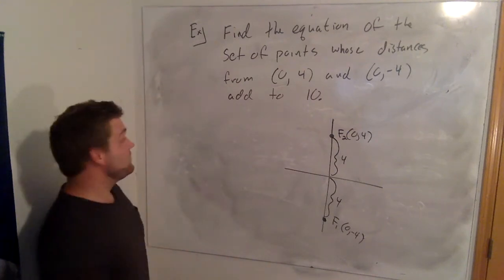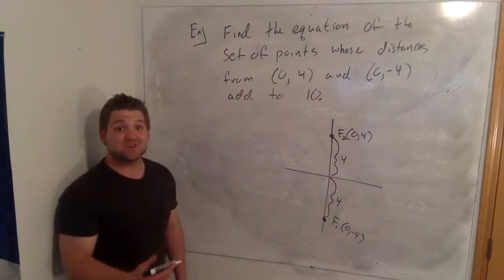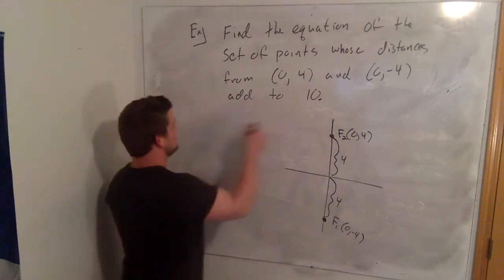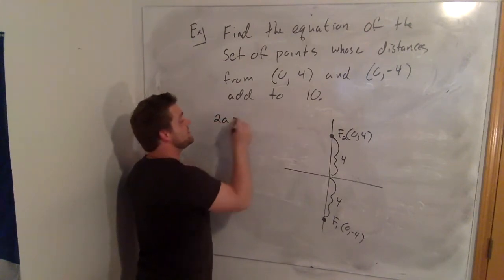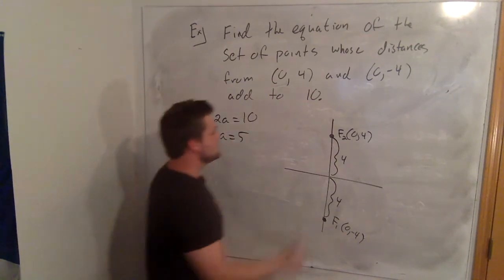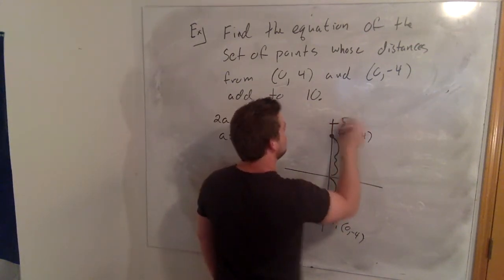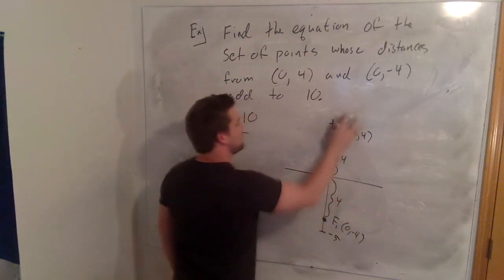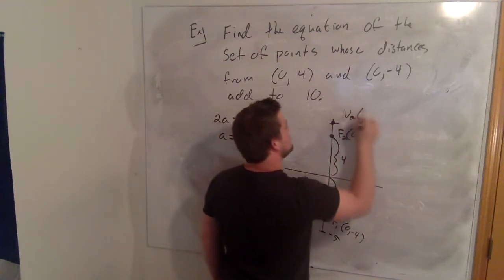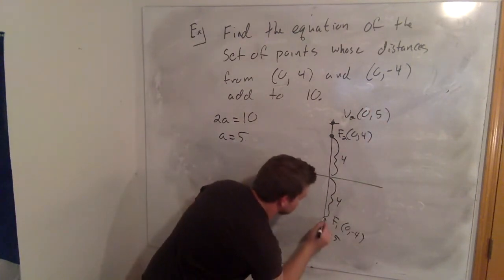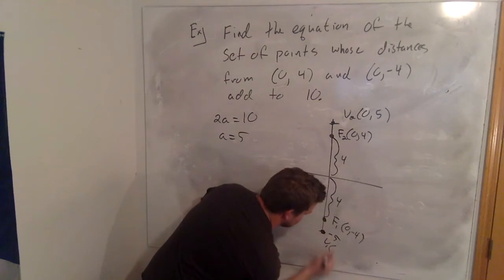Well, one thing that we learned is that the string length is always equal to the length of the major axis, or the string length is always 2a. So this is telling us that 2a is going to be equal to 10, or that a will just be 5. So we must have a 5 here, and we must have the -5 here. These will be the vertices: V2 must be at 0, 5, and V1 will be at 0, -5.